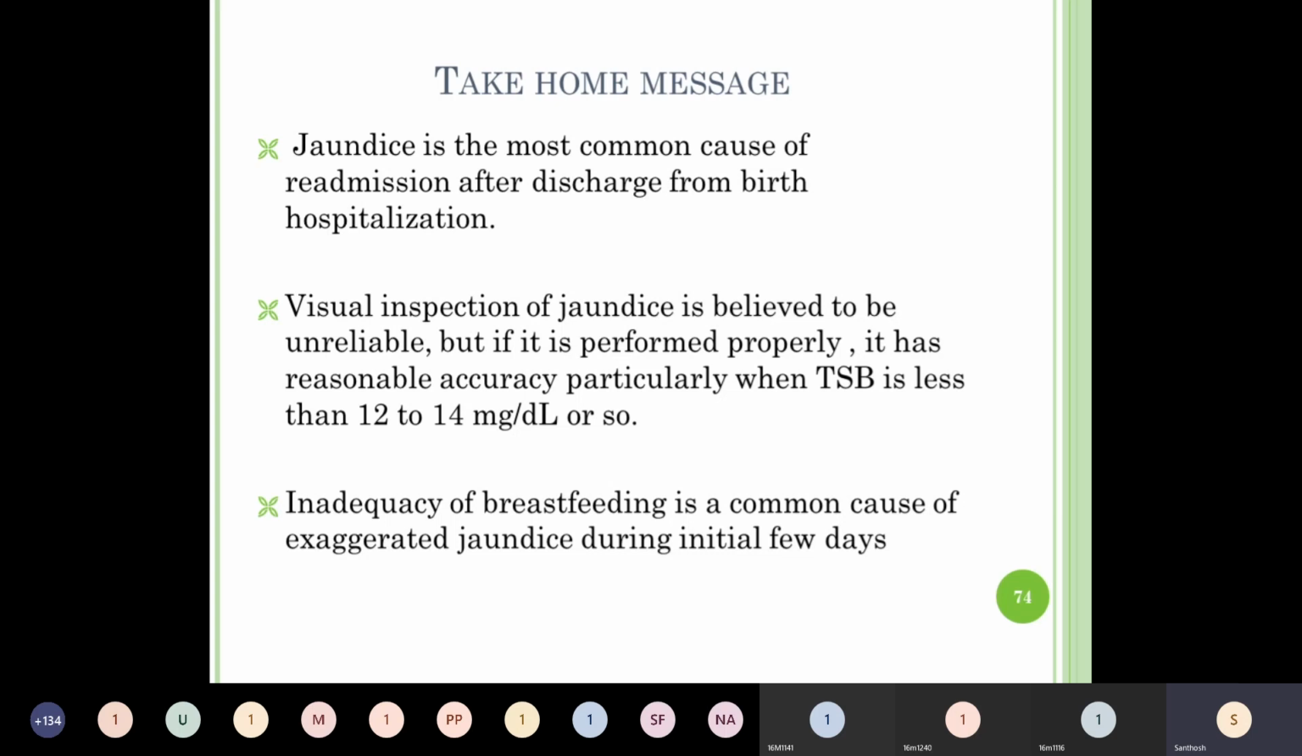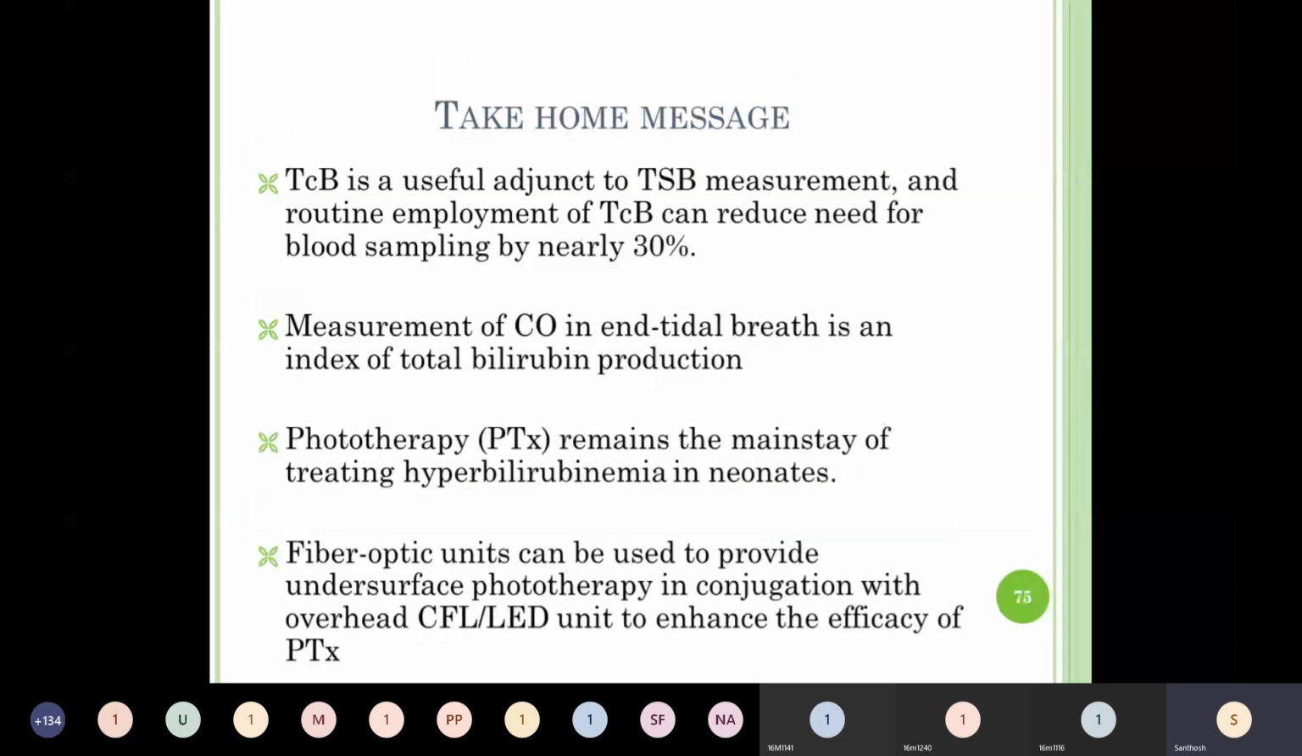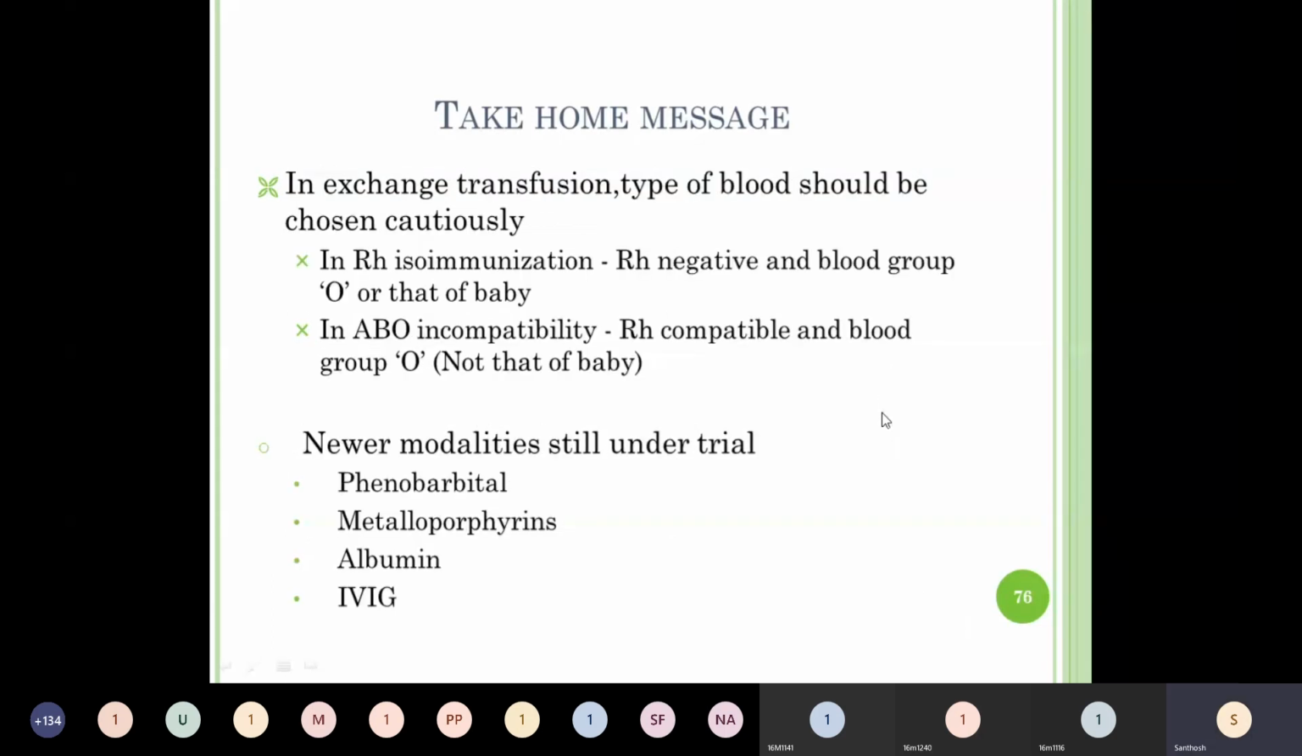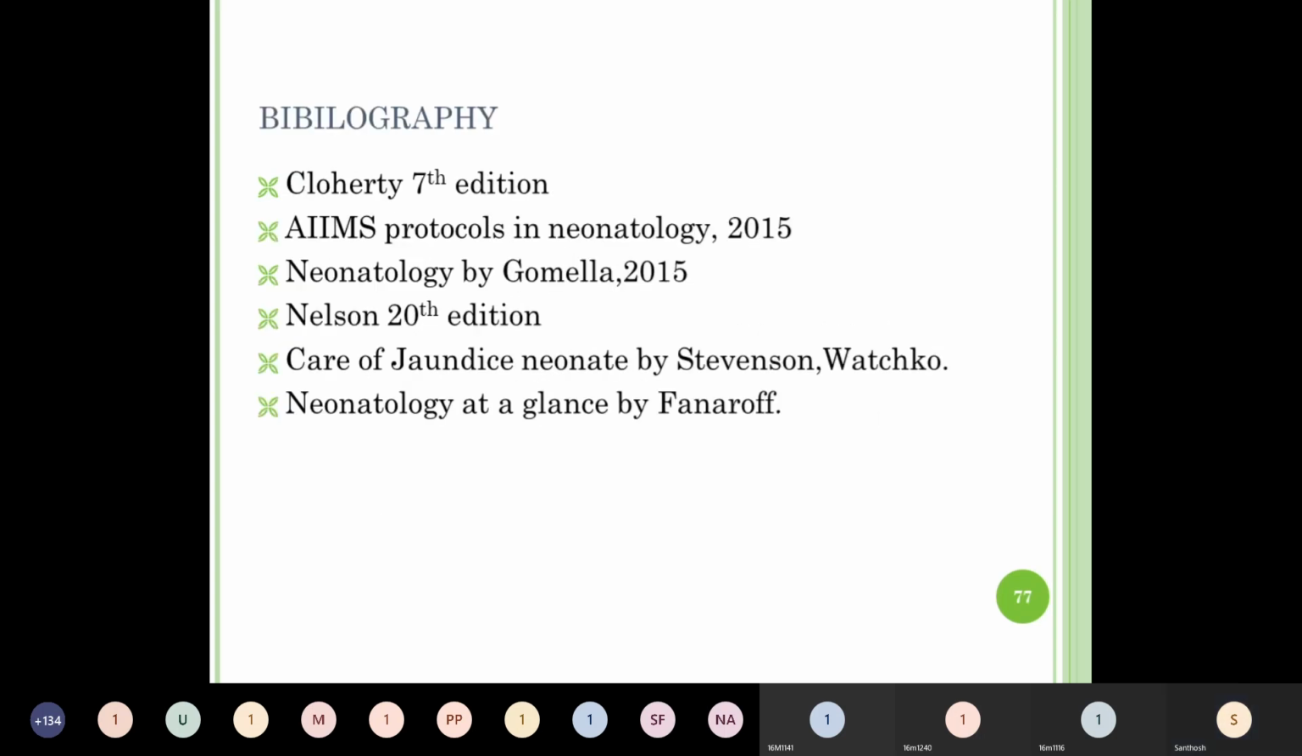Inadequacy of breastfeeding is a common cause of exaggerated jaundice during the initial few days. Next, transcutaneous bilirubin is a useful adjunct, that is you can use it, but it cannot replace serum bilirubin estimation. Phototherapy remains the mainstay of treatment for hyperbilirubinemia in newborns. Then exchange transfusion is done. I have told you the indications and what type of blood is usually required for exchange transfusion. And there are certain newer modalities like phenobarbital, metalloporphyrins, albumin, and IVIG.